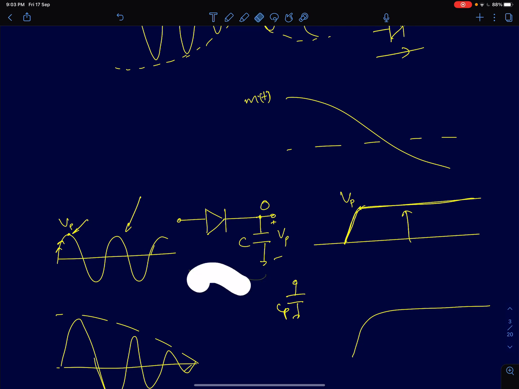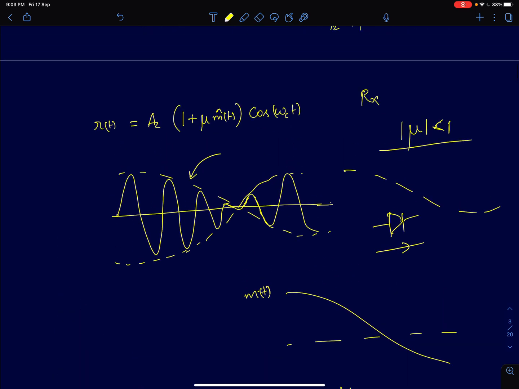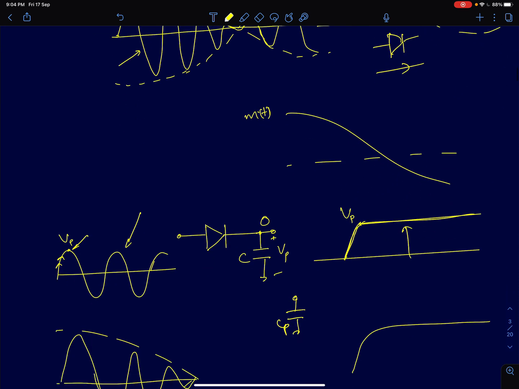But what we need is a circuit which should be able to track the peak voltages. It should be able to track the envelope. So this is the envelope. The change in the amplitude is what I'm calling the envelope. We should be able to track that envelope, not the carrier frequency, not just the single peak, but it should be able to track it.